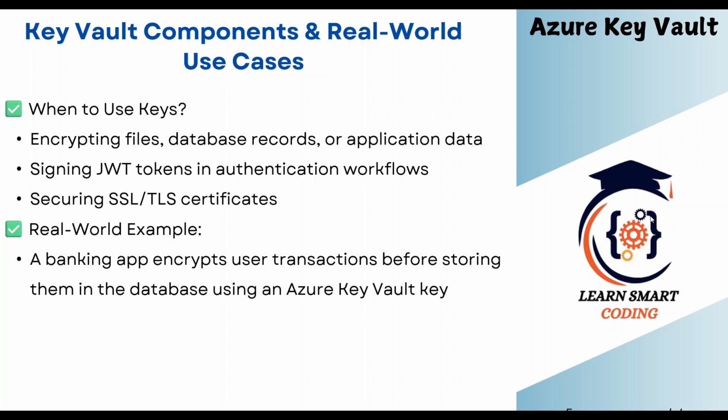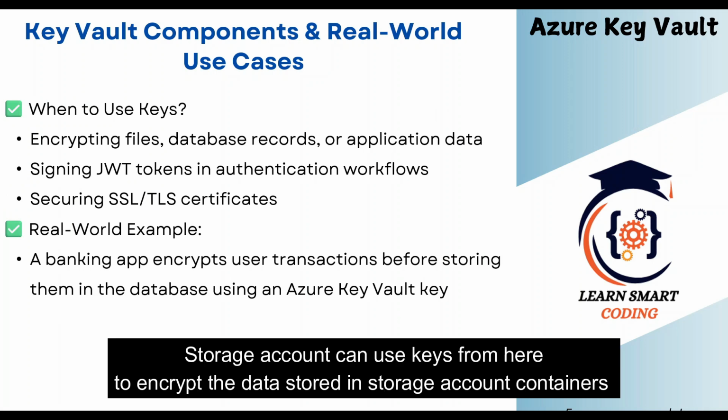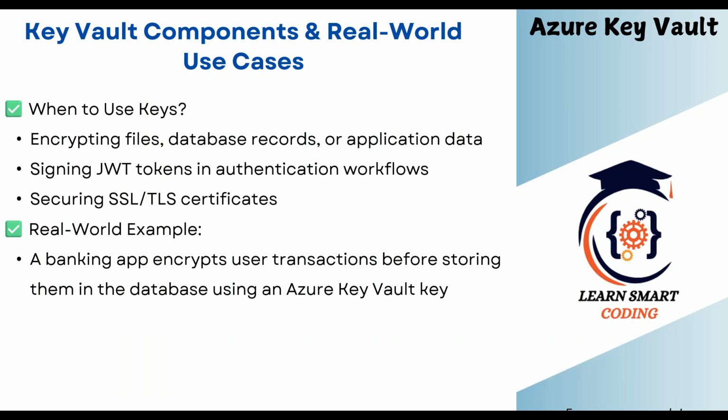So let's take a look at when to use these keys. For encrypting the files, database records or the application data, we use these keys to do this encryption. And also for signing the JWT token. So basically the token that you have, they generate the token based on a key for signing so that the other party can decode it. That's used in the authentication workflow, and we will also be using this for securing the SSL and TLS certificates.